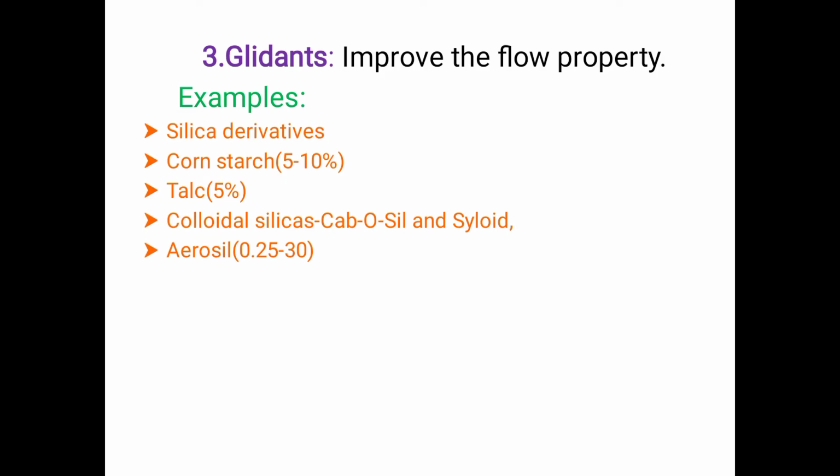Next, the third one is glidants. Glidants are added in the tablet formulation to improve the flow property. Examples are silica derivatives, cornstarch 5 to 10%, talc 5%, colloidal silicas. Here the colloidal silica examples are important. Carbosil, which is also asked many times in the examination, and Aerosil 0.5 to 30%.